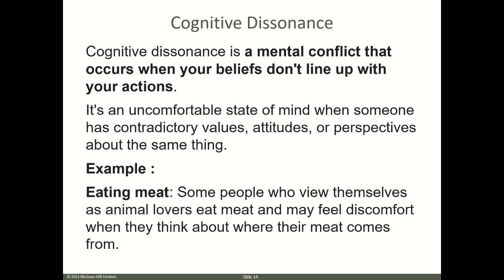For example, eating meat. One person is saying, I love eating meat, I am a non-vegetarian. Some people who view themselves as animal lovers eat meat, though this is contradictory. They say, I like animals, but I'm just eating animals, and may feel discomfort, mental conflict with themselves when they think about where their meat comes from. So meat comes from killing animals. So that is what cognitive dissonance is.